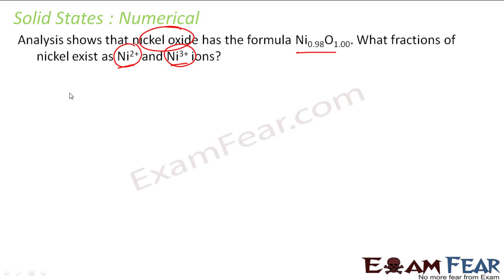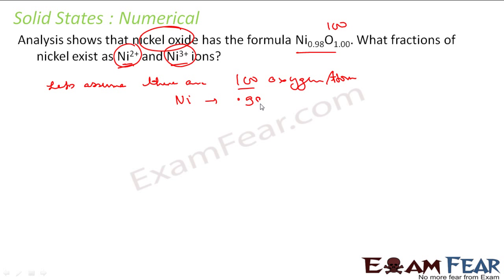So let's assume there are 100 oxygen atoms. So with this, I'll try to find the number of Ni2+ and Ni3+. Correct. Now, if you have 100 oxygen atoms, how many nickel atoms will be there? Obviously, then nickel will be how much? 0.98 into 100, that is 98. So nickel will be 98.